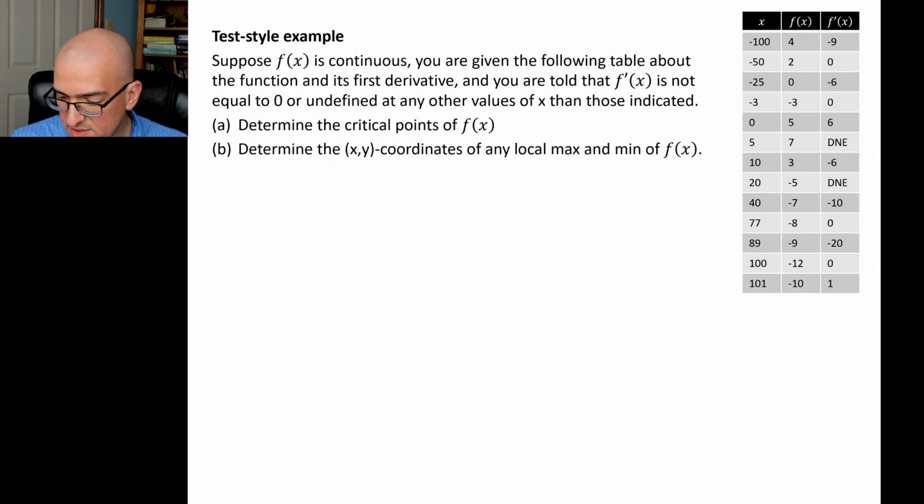Okay, and the next question is also a question we don't have very much to do. It looks kind of scary, but it's not. Suppose f of x is continuous and you're given the following table about the function's first derivative, and you're told that f prime of x is not equal to 0 or undefined at any other values of x than those indicated. Part A, determine the critical points of f of x.